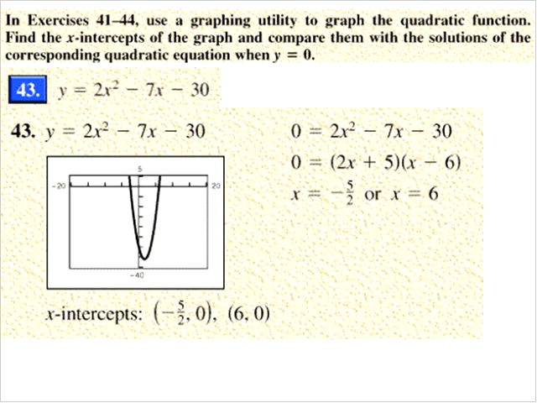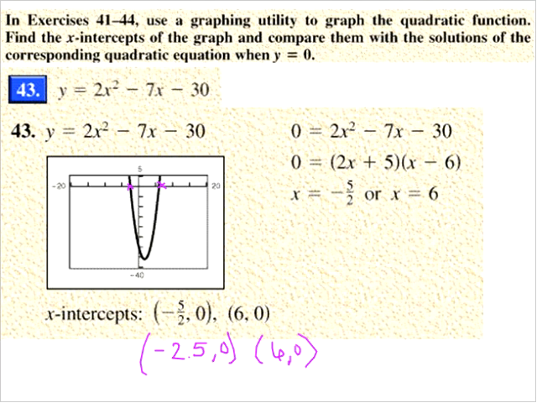Next one, use a graphing utility to graph the quadratic function. Find the x-intercepts. All right, so the x-intercepts are where it crosses the x-axis. So right here and right here. When we're using our trace feature, we should see that it's about -5/2, which is -2.5. Okay. 0, and then it's 6, 0 is our other x-intercept.